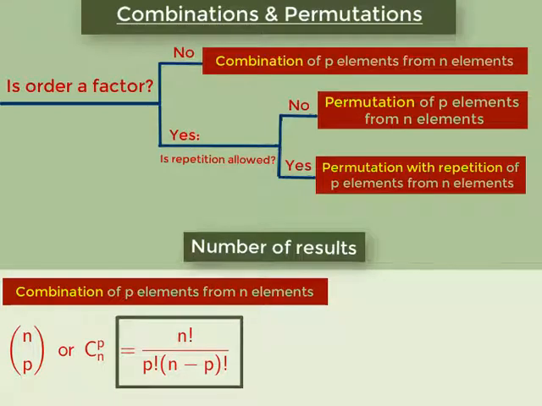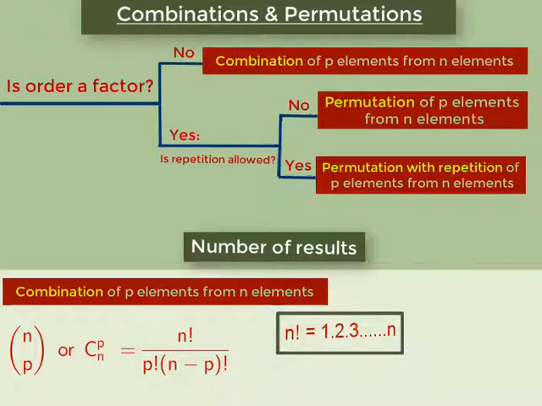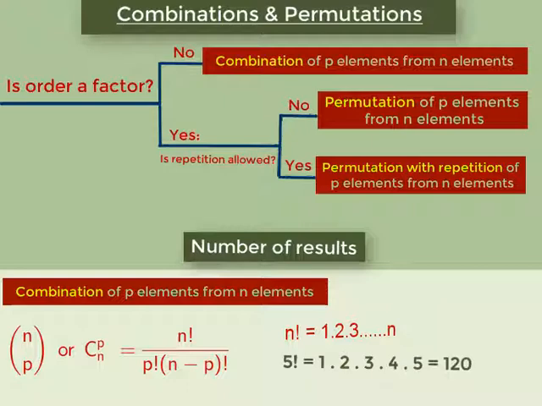Note that the factorial of a number is defined as the product of the number with all its successive lower value numbers till 1. Here is the formula. For example, 5 factorial is equal to 1 times 2 times 3 times 4 times 5, which is 120. On another hand, it's agreed that 0 factorial is equal to 1.